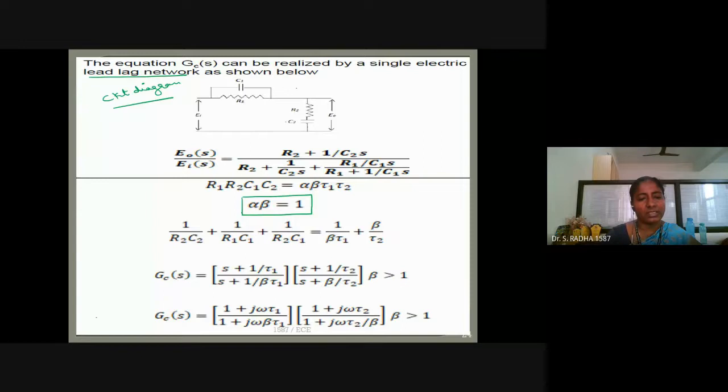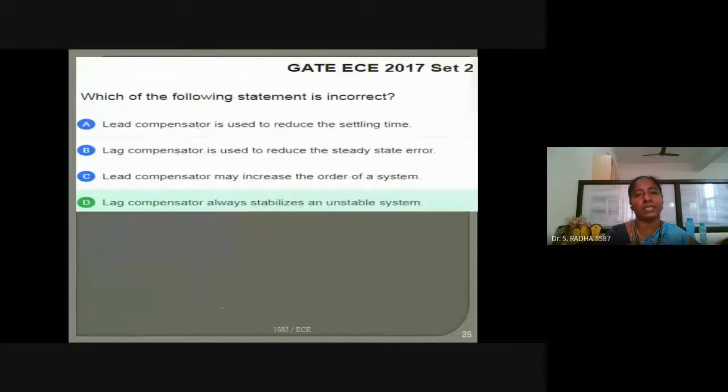You can see this is the final transfer function we have. When alpha beta equal to 1, you can write alpha is nothing but 1 by beta, or beta equal to 1 by alpha. So the transfer function of the lead lag compensator is completely converted to beta terms in the last line.